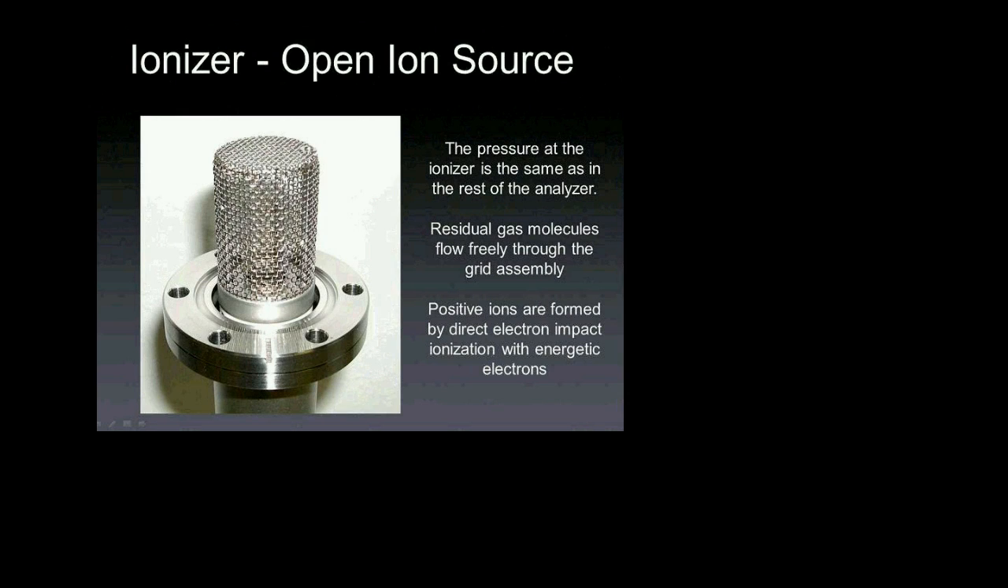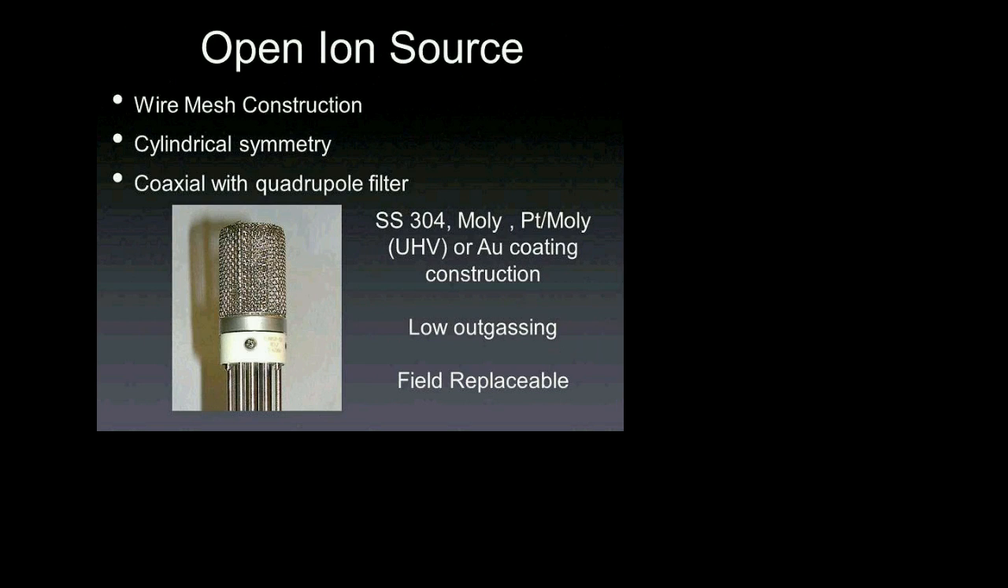And the residual gas molecules, if you follow the mouse, can freely go in and out of this ionizer through the grid assembly. These are all perforated metal grids. And the positive ions are formed directly inside this ionizer by electron impact ionization. In other words, as the molecules go through, they get hit by energetic electrons and they get ionized.